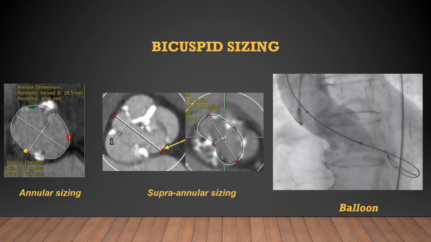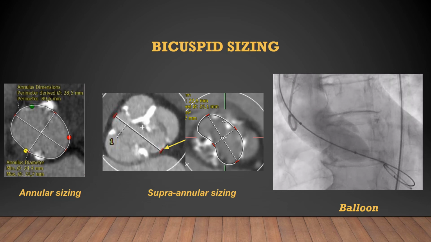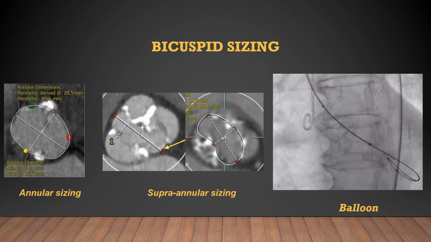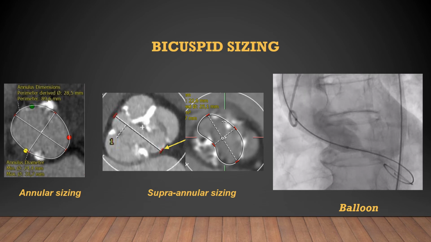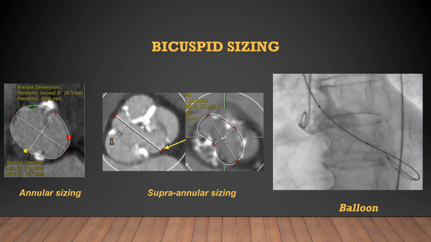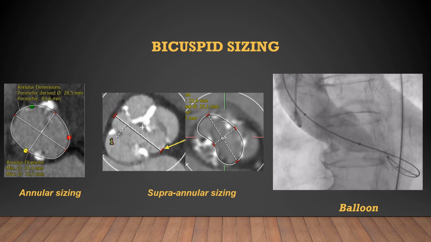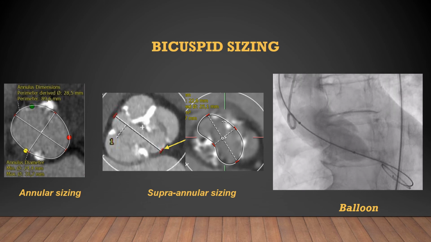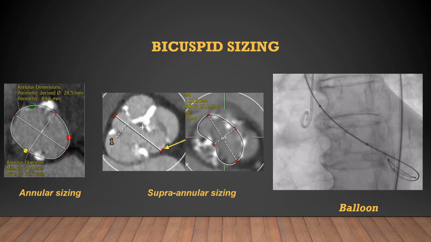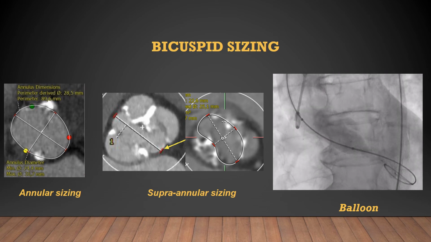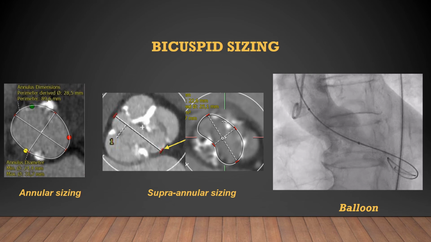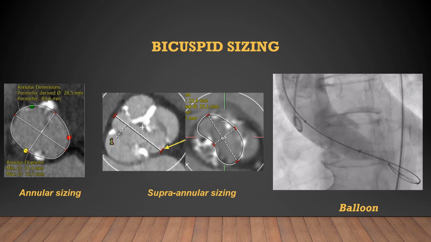Traditionally, how we have done annular sizing, and in the situation of a flare shape, you would do supraannular sizing, which would be exactly what's shown here. And you can certainly do balloon sizing in bicuspid valves, and you can see the balloon is inflated, and certainly would be helpful for sizing purposes.